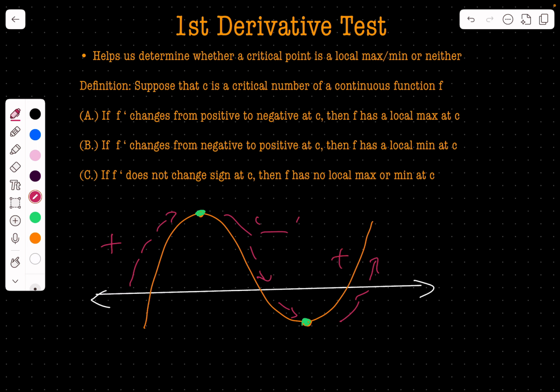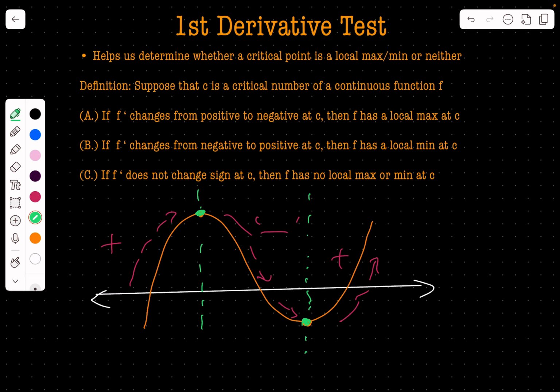So therefore, if we were to draw vertical lines almost along these critical points, we notice a change. It goes from positive to negative to positive. That's all this first derivative test is helping us do. That's what these definitions state.